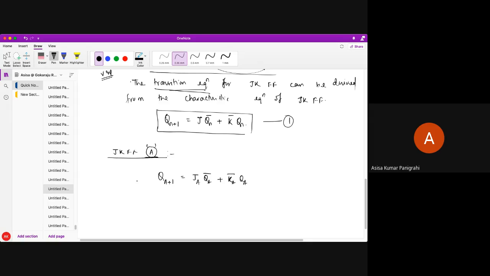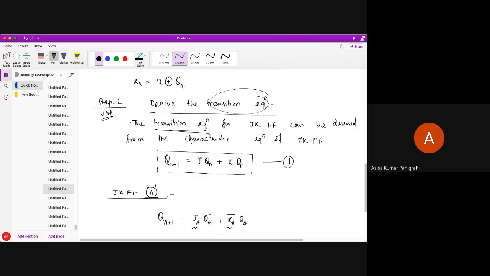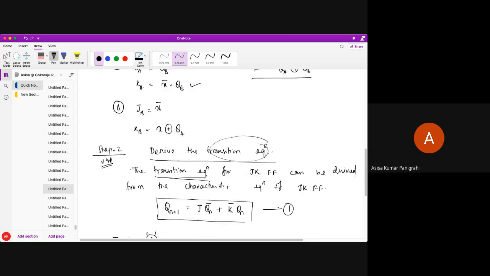Now what I have to do is just substitute. I know my J value and K value, so I just have to substitute. I know J is QB, and K is X bar and QB. I just need to substitute these in the characteristic equation of JK flip-flop A. So you have to substitute the JK values in equation number 2. So important, students, and difficult as well. Please try to understand. If you are not understanding, immediately ask me.